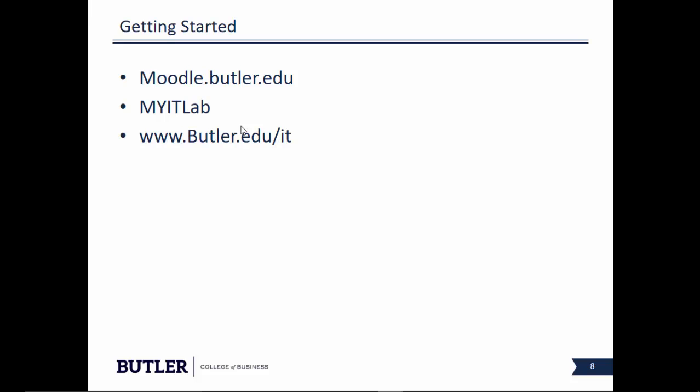In this class, we use Excel 2016. So if you're using an older version of Excel, if you don't have Excel, if you need it, Butler offers you great opportunities to get a free copy or a discounted copy, and you can get more information on that at butler.edu/IT. So those are three great areas that you can start with before we ever meet on our first day.